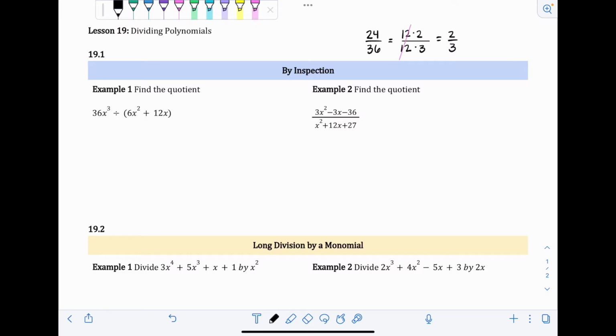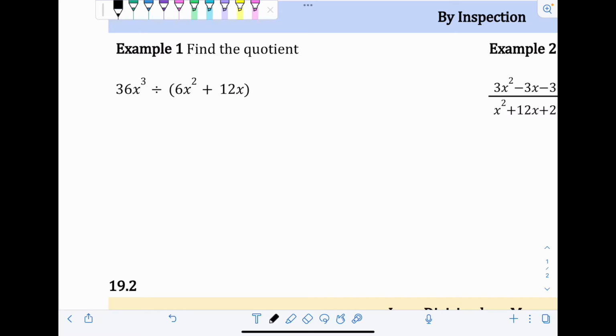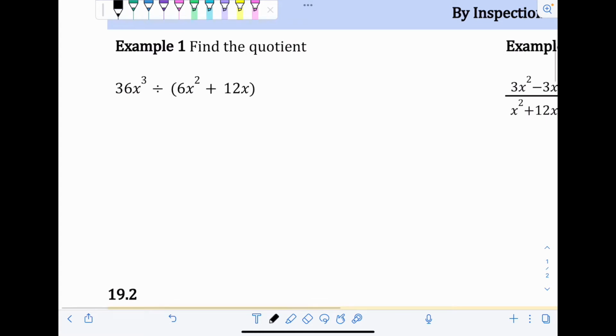So 19.1, example 1. Find the quotient, so 36x cubed divided by 6x squared plus 12x. The first step is, if a problem is not already written as a fraction, we want to rewrite it like that, because fractions are just dividing. It's always the first number, the one that we're dividing into, that goes in the numerator. So it'd be 36x to the third power in the numerator. And then what we're dividing by goes in the denominator. So it'd be 6x squared plus 12x.